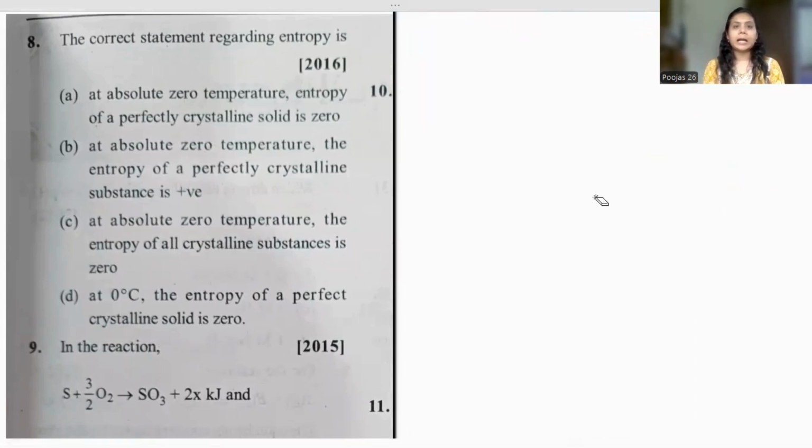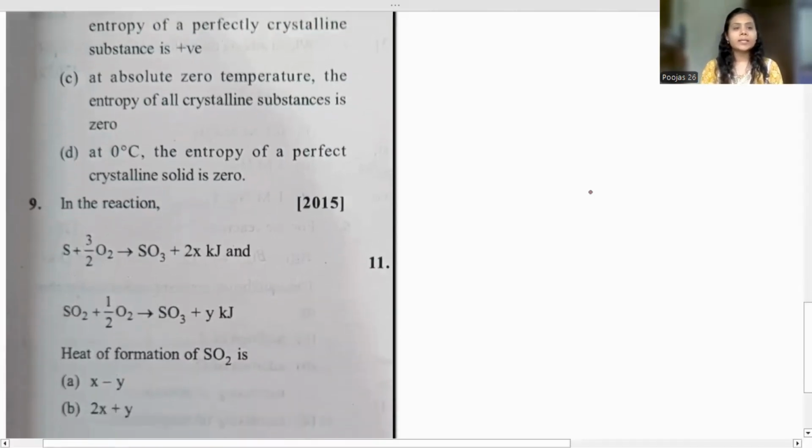The correct statement regarding entropy is, now over here it is very simple. The correct statement is at absolute zero temperature, entropy of a perfectly crystalline solid is zero. Remember, entropy is basically the randomness. More the randomness, definitely more will be the entropy. If lesser is the randomness, for example, in case of a perfectly crystalline solid, there is no impurity, nothing. So they are in a well orderly manner. So definitely entropy will be zero. Clear? So this is the correct option, option number A.